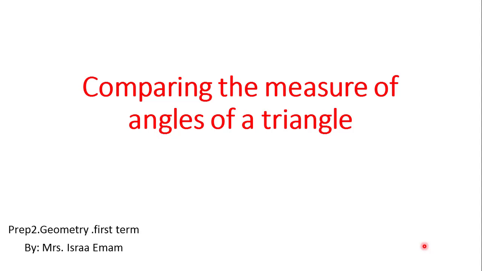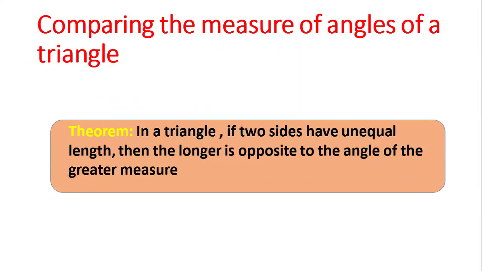Our session today is about comparing the measure of angles of a triangle. There is a theorem that in a triangle, if two sides have unequal length, then the longer side is opposite to the angle of the greater measure. So the longer side is opposite to the angle of the greater measure in any triangle.